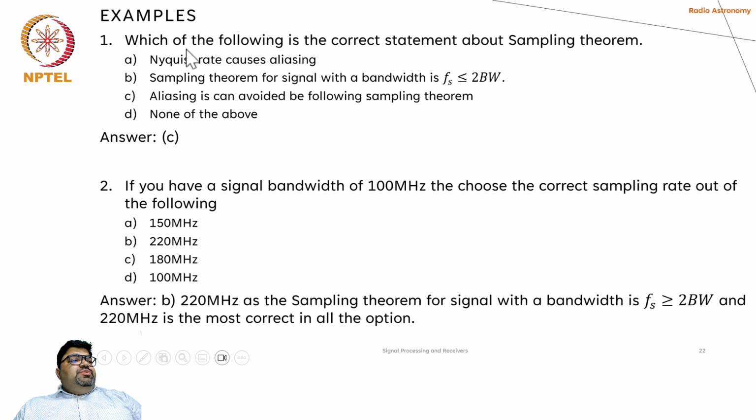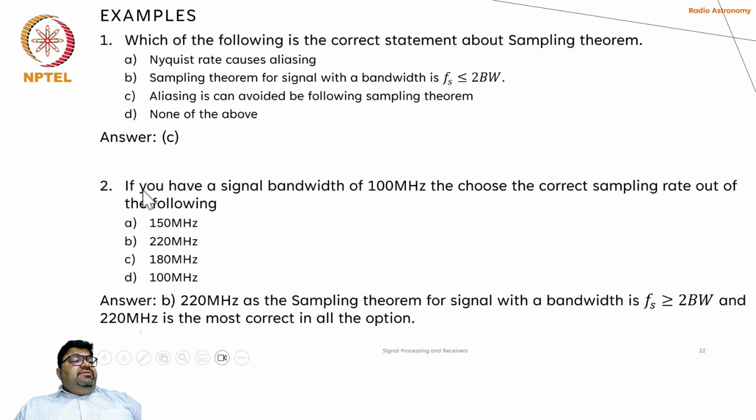So, examples. Which of the following is correct statement about sampling theorem? Nyquist rate causes aliasing. Sampling theorem for signal with a bandwidth of BW: fs less than or equal to twice BW. Aliasing can be avoided by following the sampling theorem. Or none of the above. So C is the true one: aliasing can be avoided by following the sampling theorem.